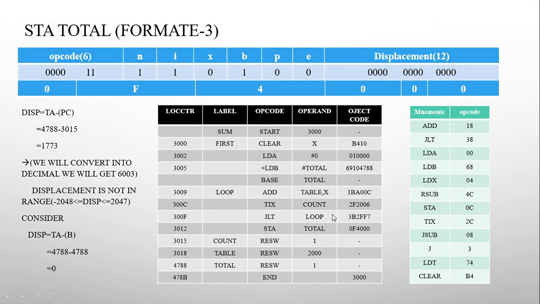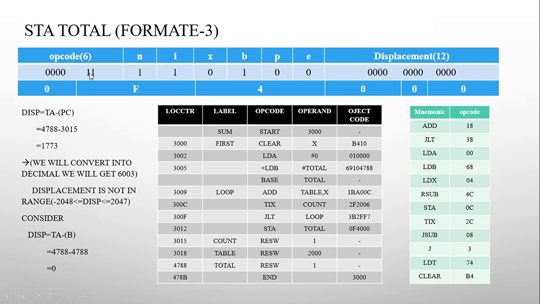Next, consider STA TOTAL, which is of format 3. Therefore, we need to find the displacement also. Now let us consider the opcode for STA. It is given as 0C. 0C is the opcode for STA. For 0C we take only the most significant bits. That is, for 0 we have 0000.